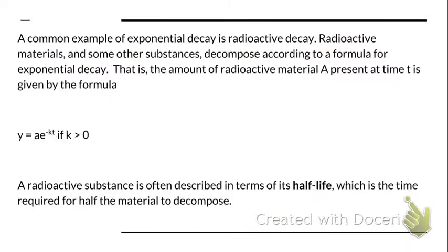Alright, let's try another one. So another common example of exponential decay is radioactive decay. Radioactive materials and some other substances decompose according to a formula for exponential decay. So the amount of radioactive material present at a time t is given by the formula y is equal to A times e to the negative kt power, as long as k is positive.